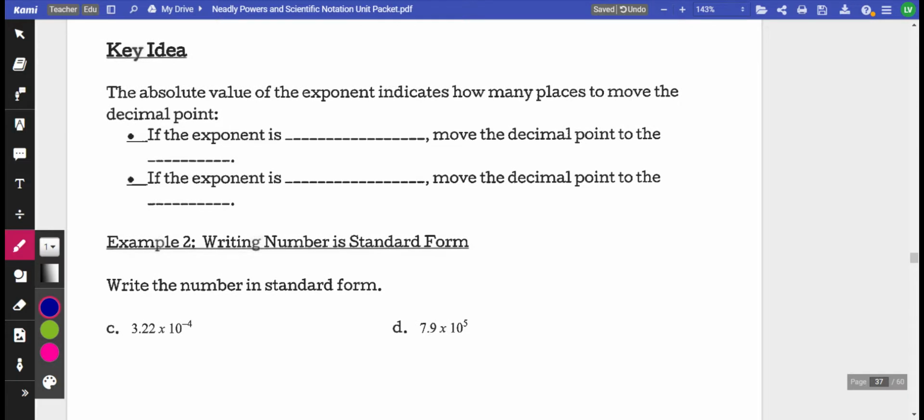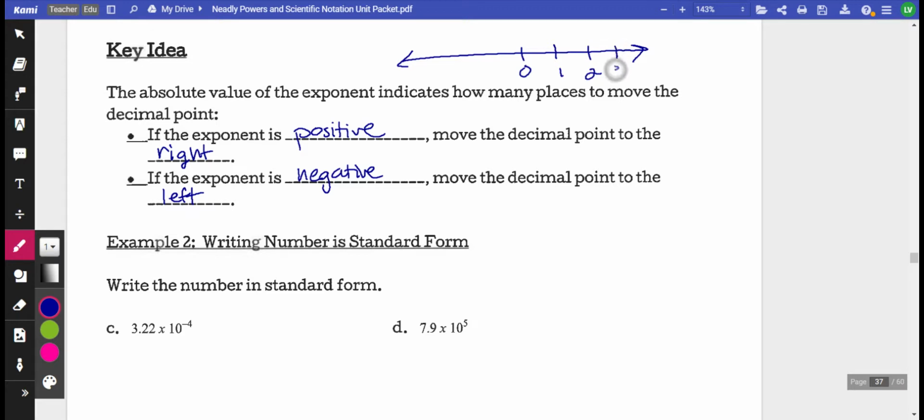So let's move on to the next key idea. The absolute value of an exponent indicates how many places to move the decimal point. So if the exponent is positive, you're going to move the decimal point to the right. If the exponent is negative, you'll move the decimal point to the left. So one way to try to remember this, if you have a number line, the positive numbers are to the right. And if you have negative numbers, those are to the left.